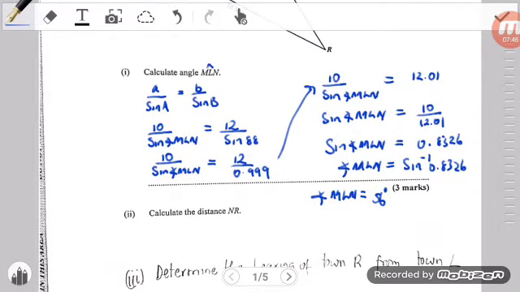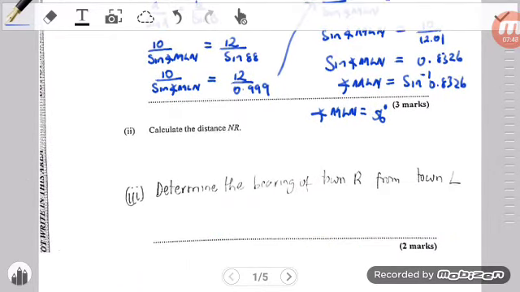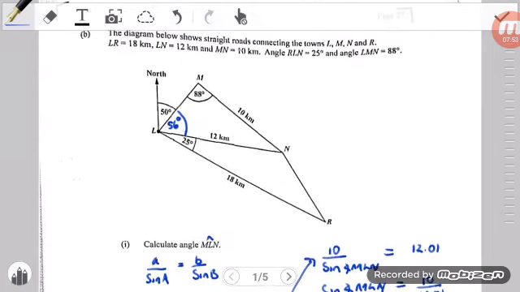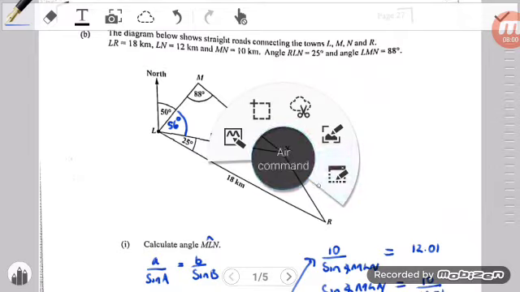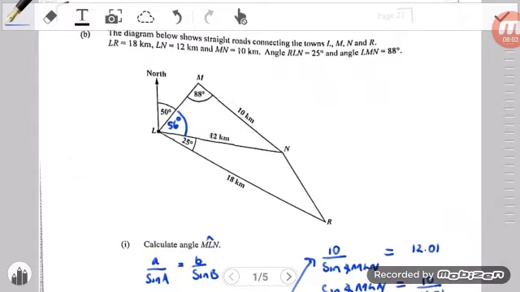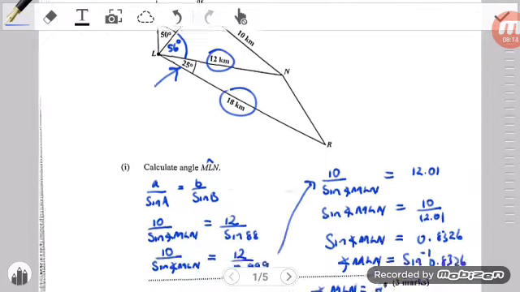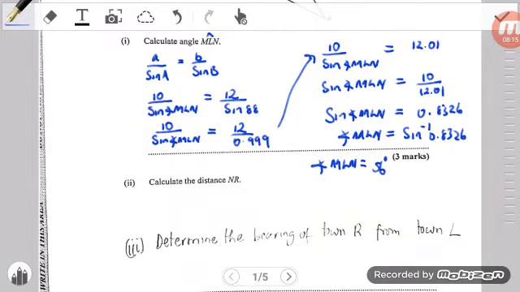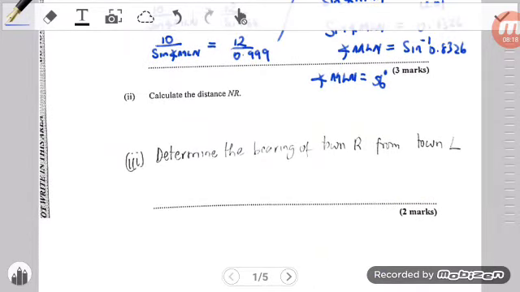Let's look at part 2, where we are required to calculate the distance NR. So that's the distance NR from here to here. In order for us to do this, you can clearly see that the cosine rule is applicable here, because we have two sides, this side here and this side here, and we have the angle made by the two sides. That criteria is the criteria for cosine rule.